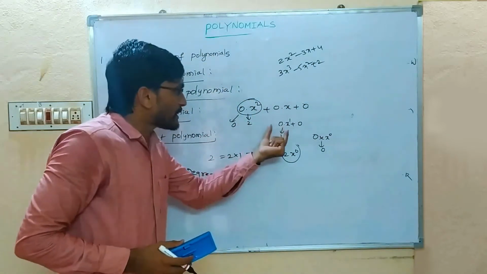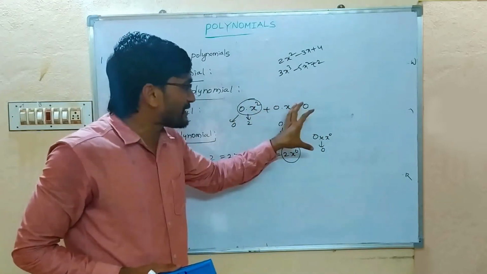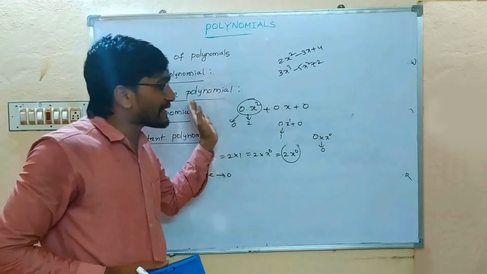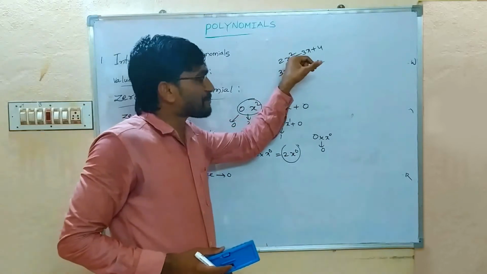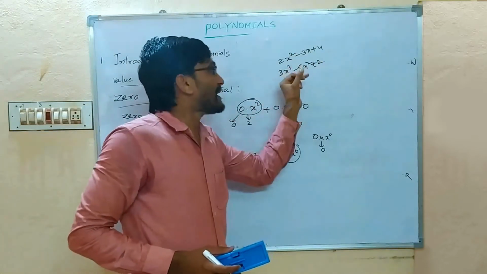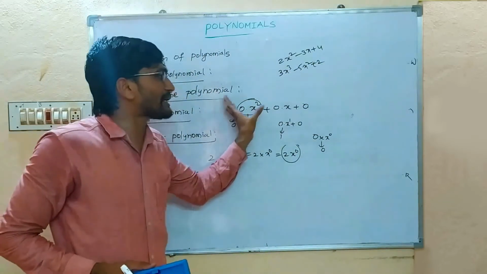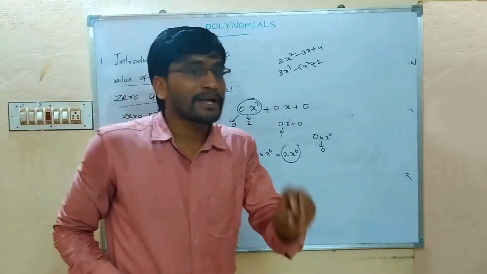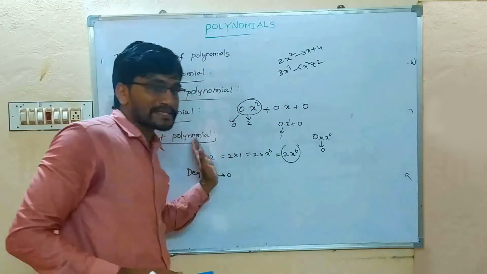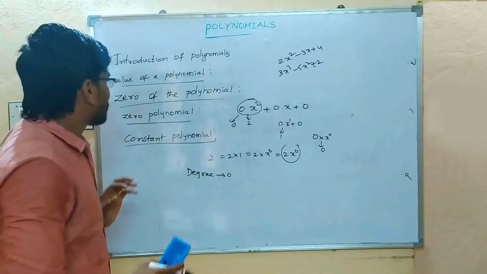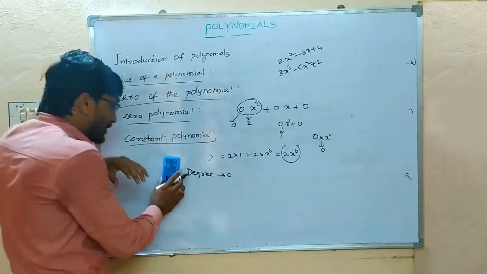Here the degree is 2, here the degree is 1, here the degree is 0. So we can't say one particular degree for this zero polynomial. So the degree of the zero polynomial is not defined. But in the other polynomials, everyone can say the highest power of the variable is 2, so the degree is 2, and the highest power of the variable is 3, so the degree is 3. Here we can't say one particular value, so the degree of the zero polynomial is not defined. Remember, these two points are very important. Degree of zero polynomial is not defined. Degree of constant polynomial is 0. So this is about the value of a polynomial, zero of the polynomial, zero polynomial and constant polynomial.